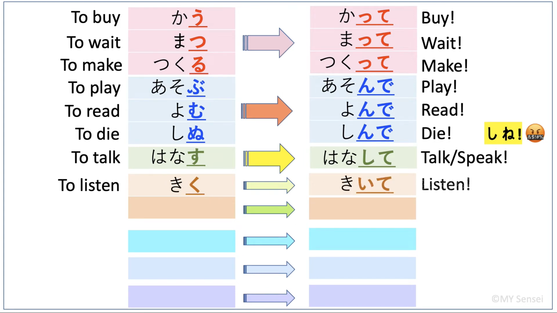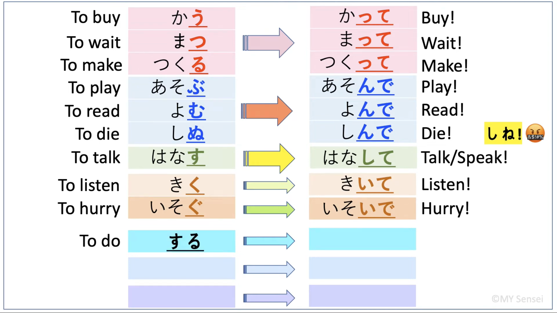聞いて, listen. For a verb that ends in gu, the te form is いで. 急いで, hurry. For the 2 irregular Japanese verbs, suru's te form is して, do something, do it. Kuru's te form is 来て, come.